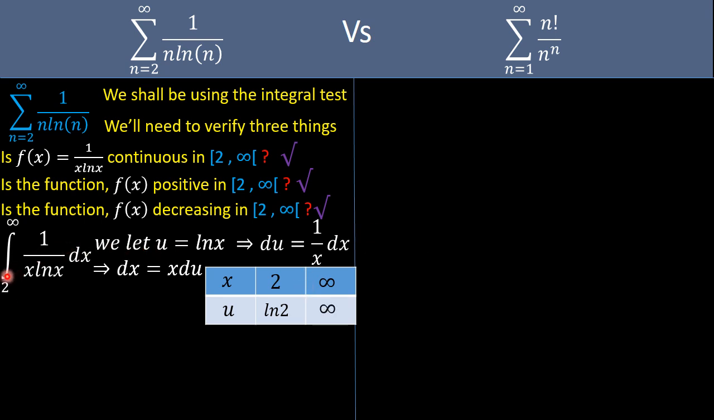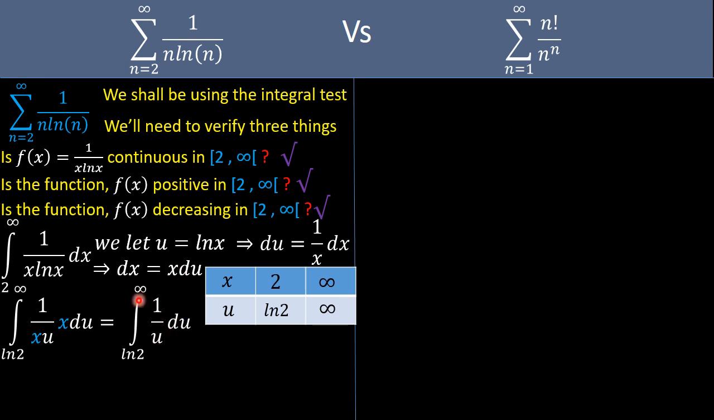Now we are ready to take the integral fully from the x world to the u world. We now have the integral from the natural log of 2 to infinity of 1 over x, where the natural log of x is our u, then dx equal to x du. The x and the x cancel, and we are left with the integral from ln 2 to infinity of 1 over u du.